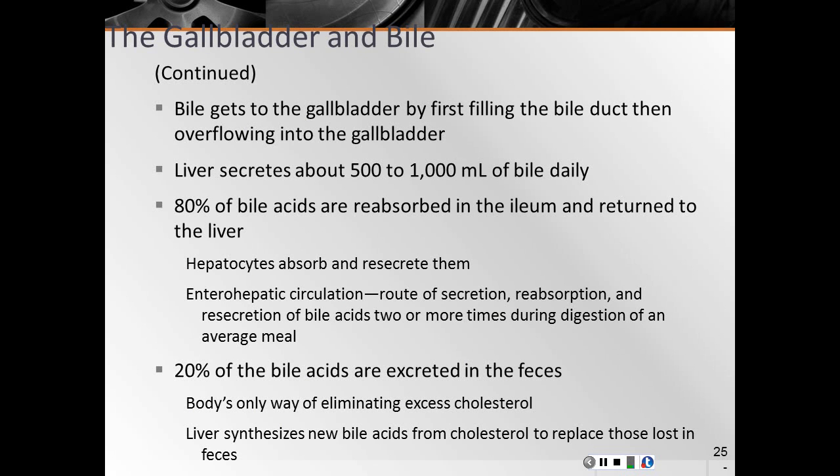Now, about 80% of the bile acids are reabsorbed in the ileum, which is that last portion of the small intestines, and are returned to the liver, where the hepatocytes absorb them and resecrete them, and that process is called enterohepatic circulation. Now, this process reuses the bile acids 2 or more times during the digestion of a meal.